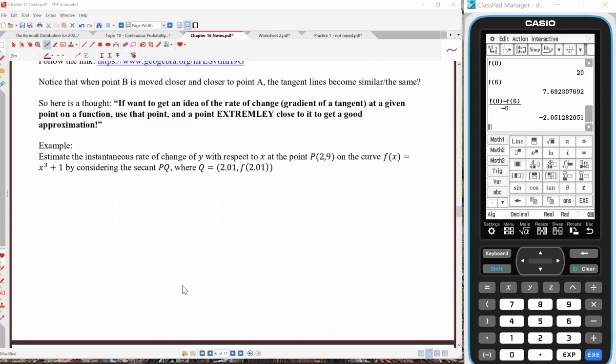So here's an example of this happening. Estimate the instantaneous rate of change of y with respect to x at the point (2, 9) on the curve f of x equals x cubed plus 1.